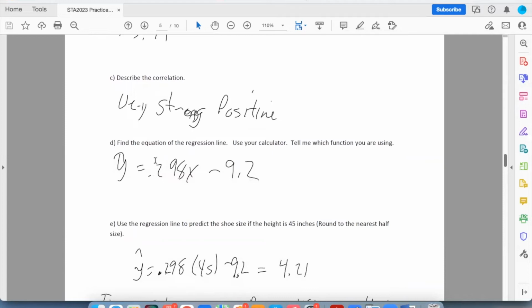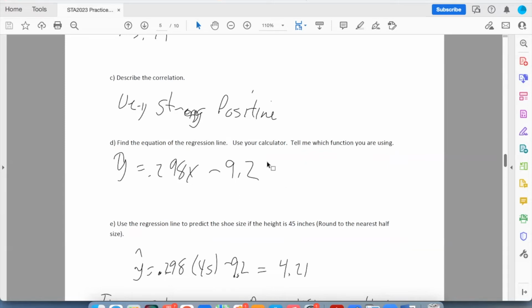That's our slope. The interpretation there is each additional X makes Y go up or down by that amount. So this says for each additional inch in height, we'd expect the shoe size to go up by 0.298 sizes. For each additional X, Y increases by this. If that's a negative, it would be decreases.